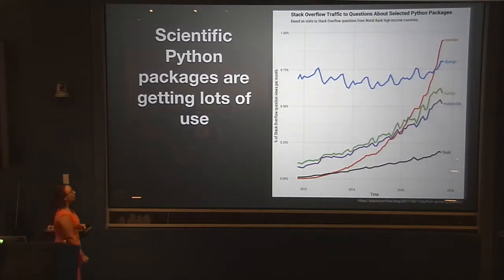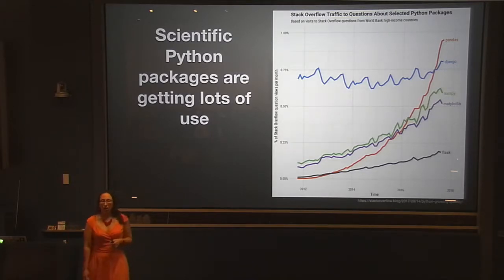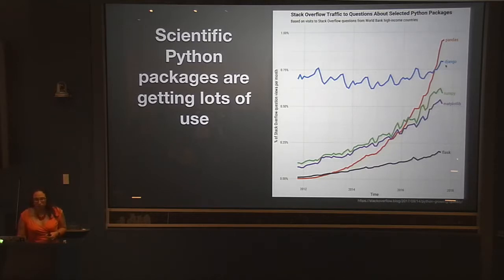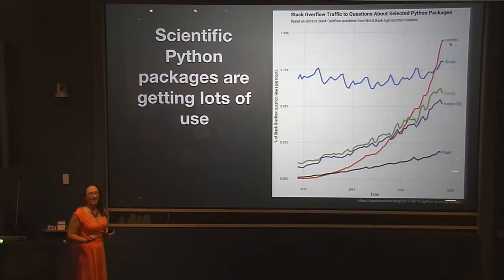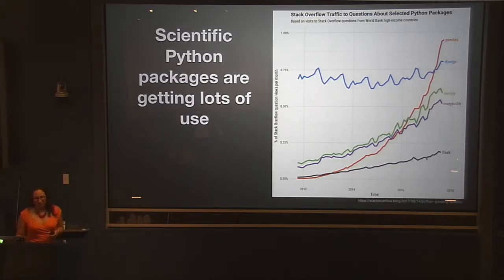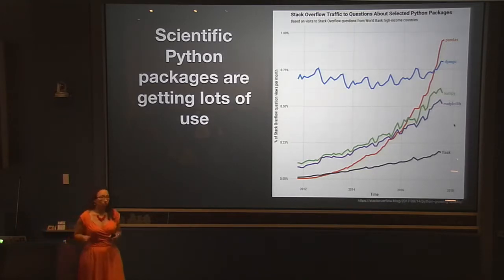This is now a Stack Overflow plot to show you how much the scientific packages are being used among the general community. This is the growth, traffic to questions about selected Python packages. The blue one here is Django, which is web development, right? Pandas has now overtaken Django, and pandas is used pretty exclusively for data science. And then there's NumPy and Matplotlib and Flask, which is also for web development. So the scientific Python packages are getting lots of use inside academia and inside science and outside of science. If it's on Stack Overflow, it's lots of people.